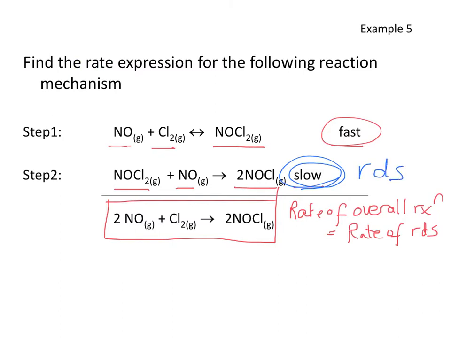So for that, I'm going to be able to write rate is equal to k times [NOCl2] times [NO]. Again, notice I'm using the powers as 1 because these numbers are 1. And these are elementary steps, so the molecularity translates into the order.